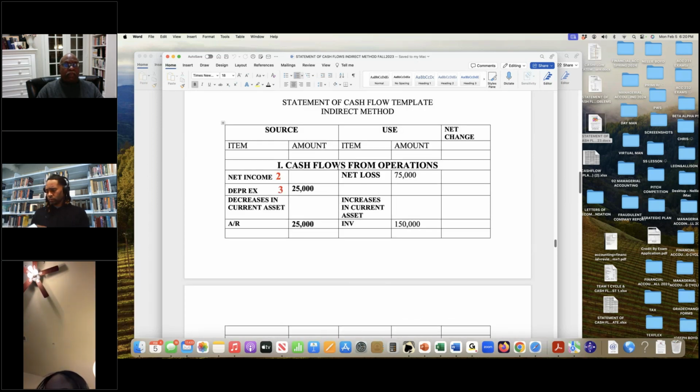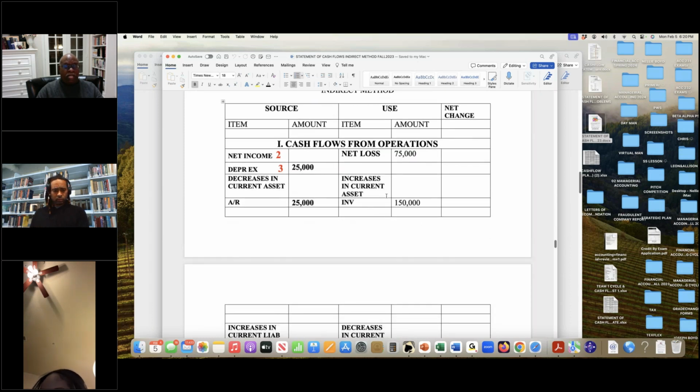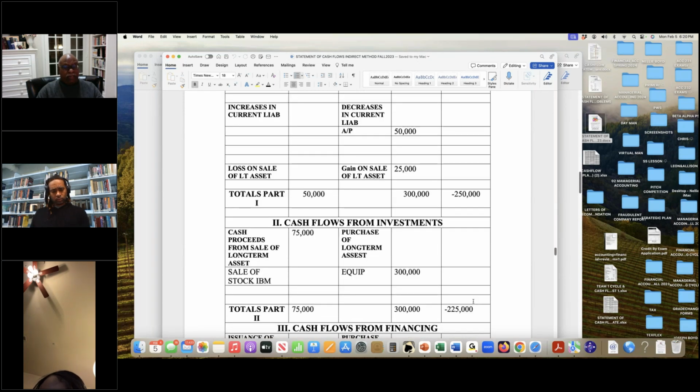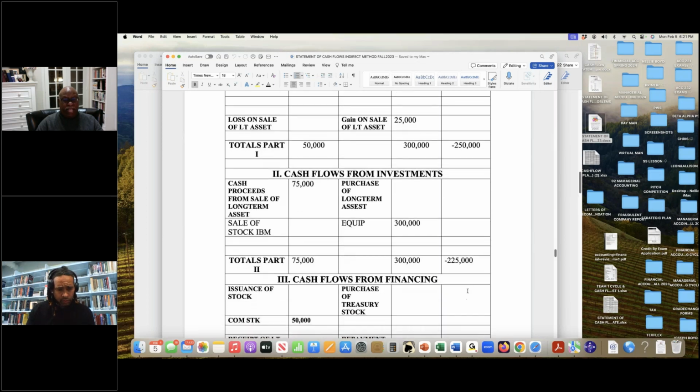But when we add up the sources for an operation and the uses, we get the net change. Because the uses exceeded the sources, it was negative. We came down to investments. We had 75 in sources, 300 in uses, a minus 225. That was fine.